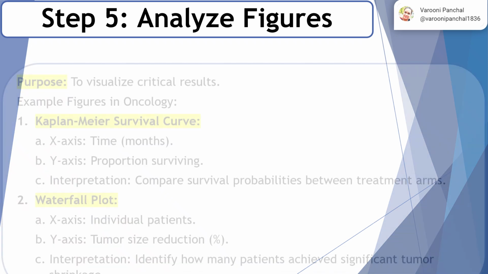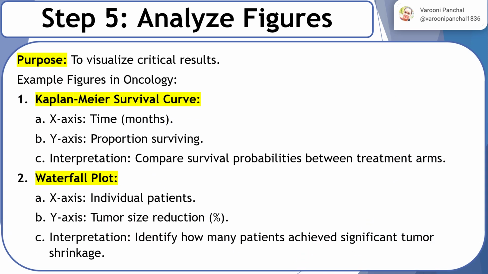Step 5, analyze figures. Here the purpose is to visualize critical results, right? Figures leave a mark in your mind, so it becomes very easy to create. And oncology figures are very interesting and colorful, you can represent so many colors. The first popular figure is the Kaplan-Meier survival curve, where your x-axis is time and the y-axis represents the proportion of surviving.